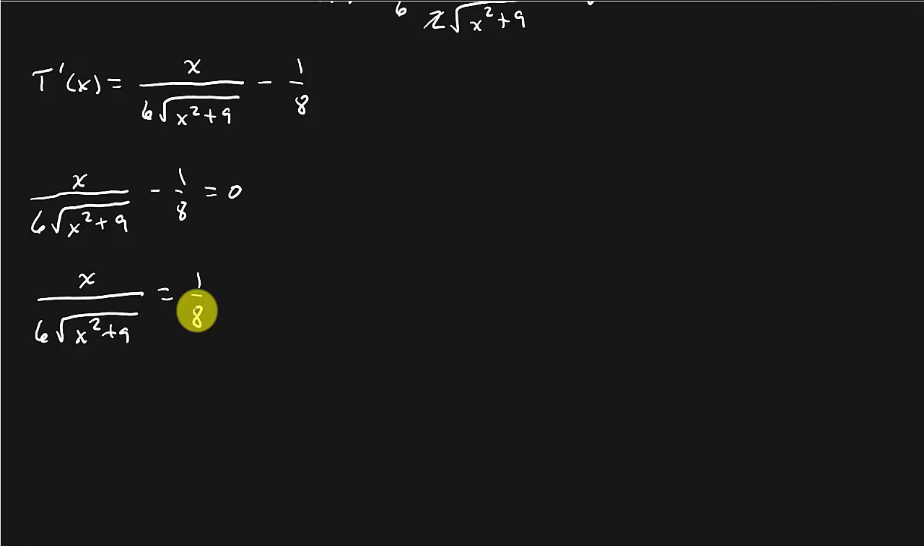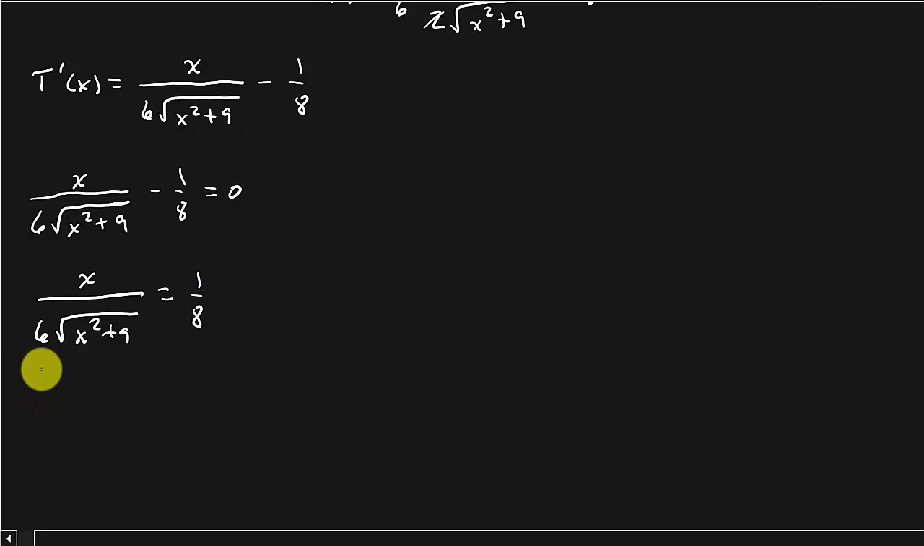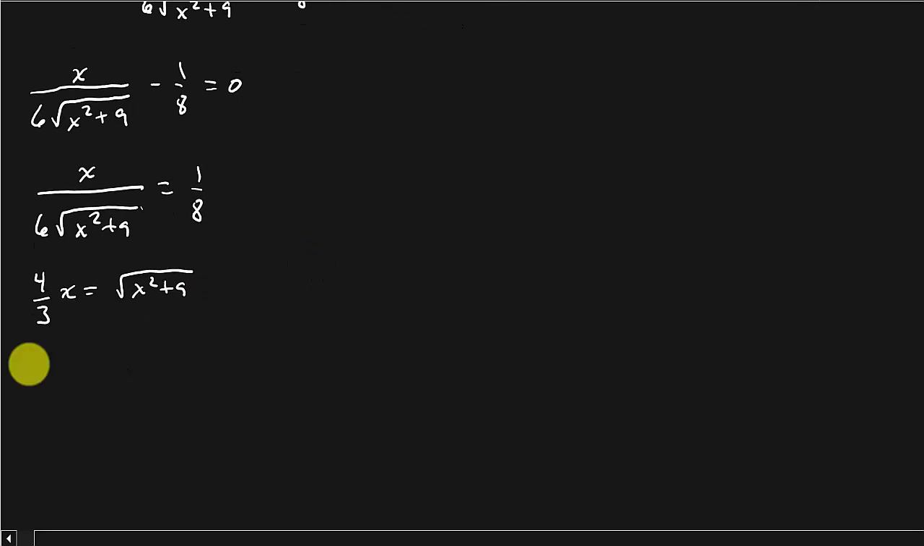All right, so solving this, let's see, what is that going to be? That's going to be 4 over 3 x equals the square root of x squared plus 9. I just moved the 8 up. 8 over 6 is 4/3. And then the square root of x squared plus 9, I just moved it to the other side. Then we're going to square both sides. So that's going to be 16 over 9 x squared equals x squared plus 9.